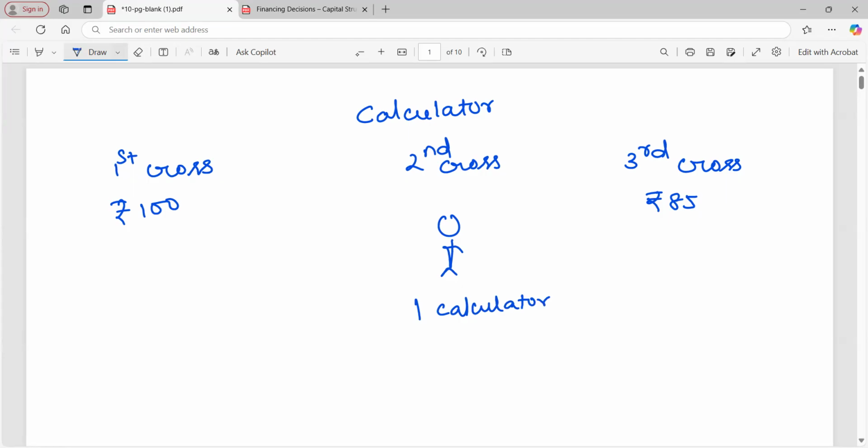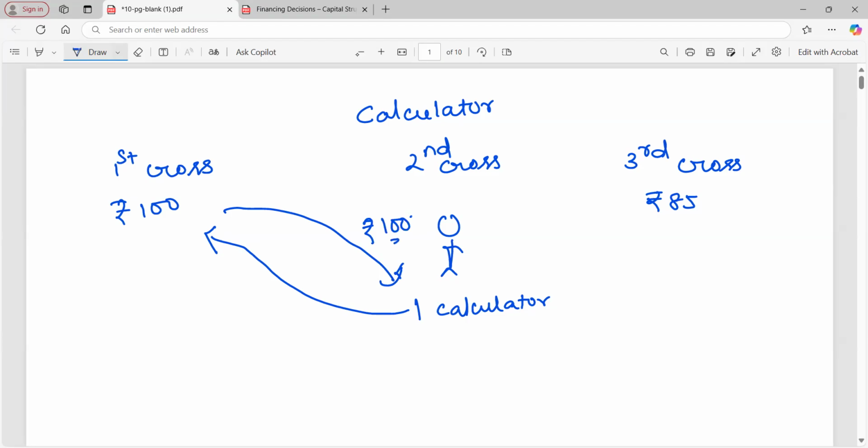Now what you can do is take this calculator, go to the first cross shop and sell it to the shopkeeper. You're just reversing the transaction. Instead of paying him 100 and purchasing a calculator, you're giving him a calculator and receiving 100 rupees. So you went to the first cross with the calculator, gave it to the shopkeeper, and received 100 rupees from the shopkeeper. Now you have 100 rupees with you.